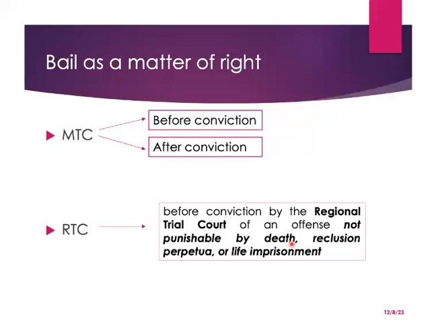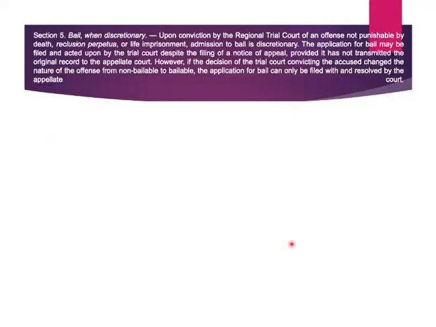Before conviction, bail is a matter of discretion, provided that the evidence of guilt is not strong, okay? How about after conviction and the offense is punishable by either death, reclusion perpetua, or life imprisonment? Is bail a matter of right or a matter of discretion? Neither, okay? Kaya kung after conviction, ang pasabot na ana, the evidence of guilt is strong, so you can no longer post bail as a matter of discretion. Okay, I hope that's clear.